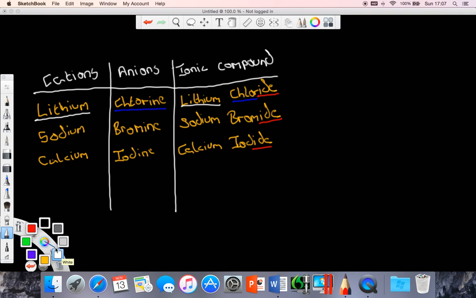Again, with sodium. Sodium is our cation, that goes first. Then we've got our anion, and instead of having "-ine" on the end, we've replaced it with "-ide". So sodium bromide. Calcium goes first, that's our cation, and then we have our anion and add "-ide" on the end: calcium iodide.